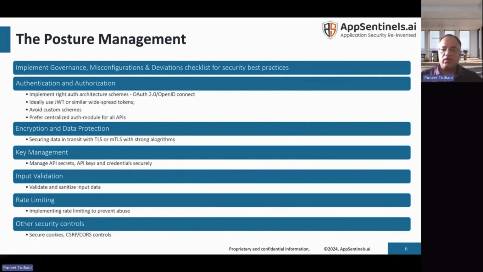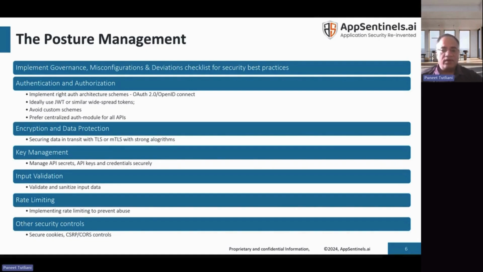You should use stronger authentications and algorithms for protecting your APIs. Key management is another important aspect. Make sure that API secrets, API keys, and credentials are secure, and that they are rotated on time at a regular frequency. Further, input validations are important. So, make sure that every input to your APIs is validated and sanitized before it's used.